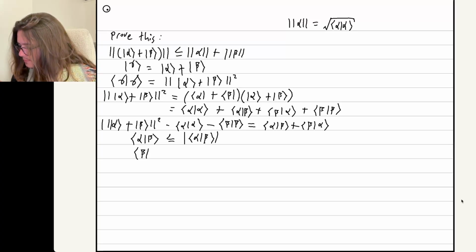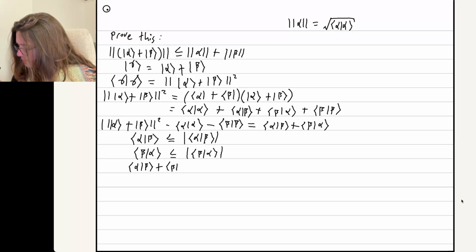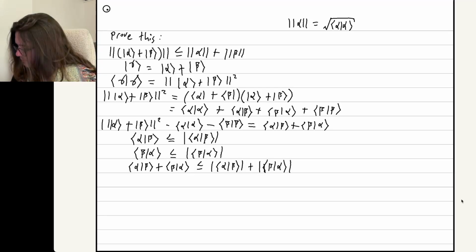So by the same token, we also have this inequality of the inner product of beta with alpha is less than or equal to the mod of beta with alpha, right? We can add these two equations. The inner product of alpha with beta plus the inner product of beta with alpha is less than or equal to the mod of alpha with beta plus the mod of beta with alpha, right? Now, mods don't care about complex conjugates, so this is actually 2 times the mod of the inner product of alpha with beta, right?